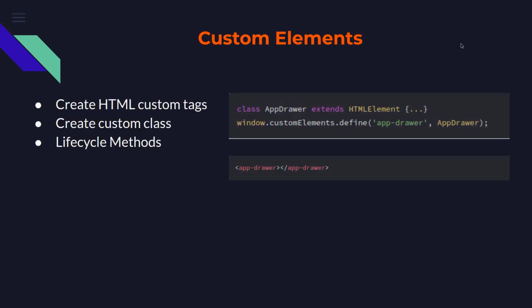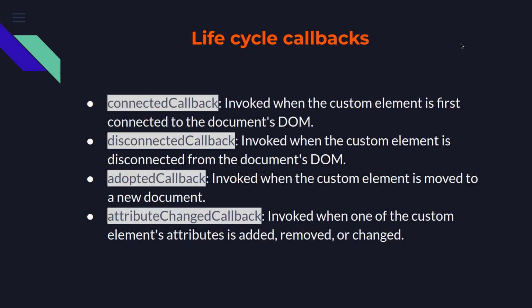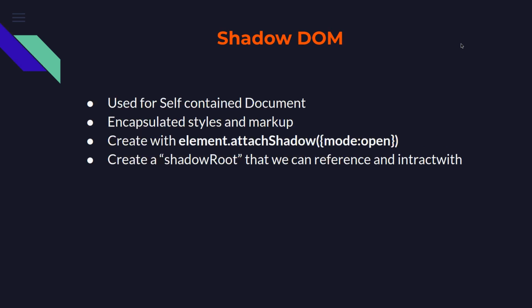If we dive into this, the custom elements: we create a custom HTML tag by extending the HTMLElement, and we can use it in our HTML page. And these are the life cycle callbacks of web components: connectedCallback, disconnectedCallback, attributeChangedCallback. I'll show how it works.